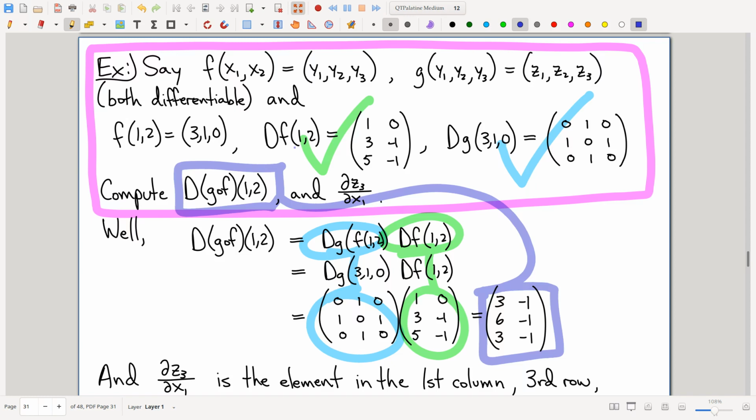Everybody see what happened there? A little subtlety with the evaluation point, if I can be careful with that. Let me show you one other little subtlety.